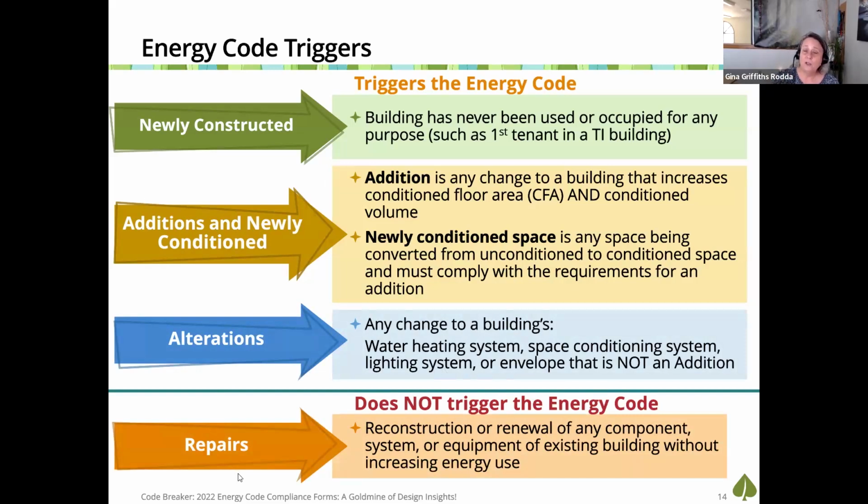A repair does not trigger the energy code, but the most important thing to understand about a repair, one, it cannot have an alteration trigger in the code, and two, it cannot increase the energy use of that pre-existing feature. So if I repair a window and I went from dual paned to single pane, that is not a repair. That is now an alteration because you have changed the energy consumption of the space by going from dual paned to single paned.